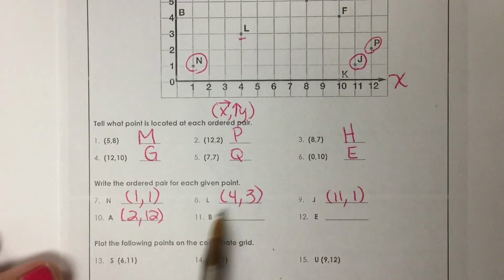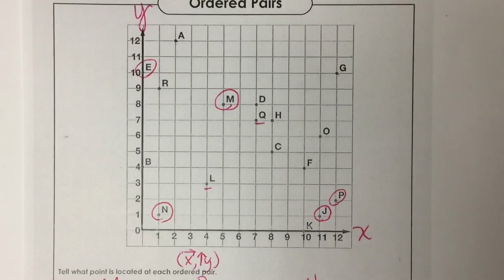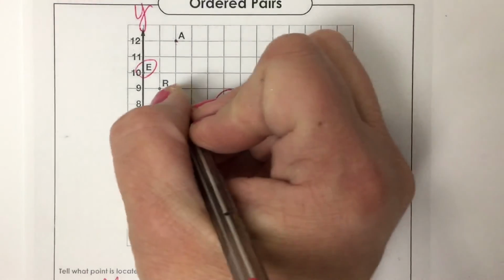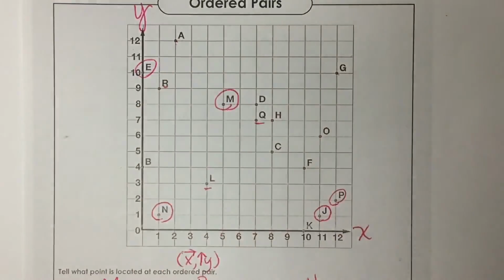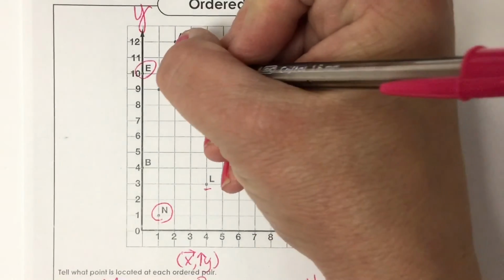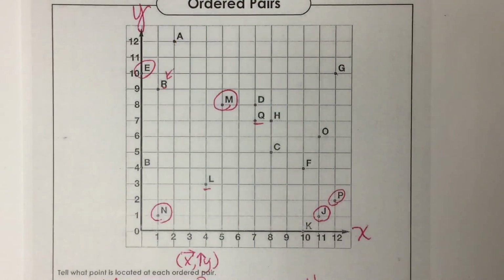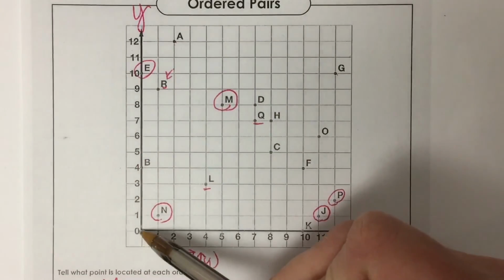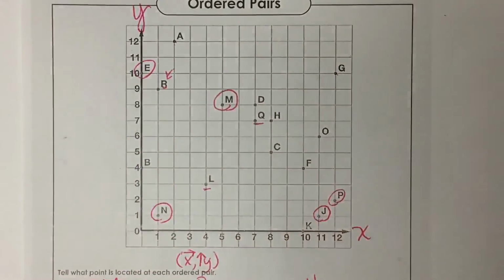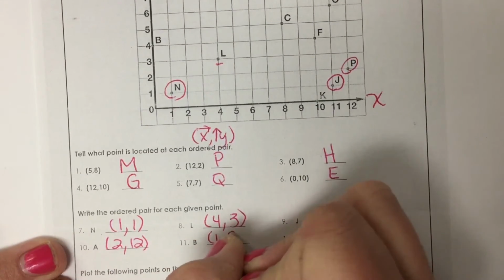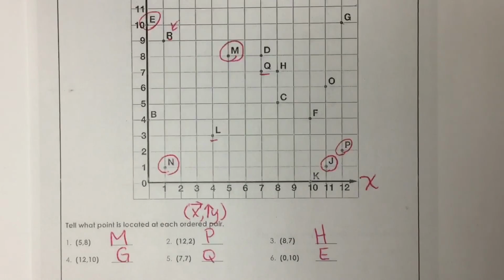Okay, what about B? What's the ordered pair for B? Okay, sorry, this is supposed to be B. It didn't print. Okay, so this is B. What's the ordered pair? Okay, so you should have put 1, 9, because you start at 0, you go over 1, and up 9. 1, 9.